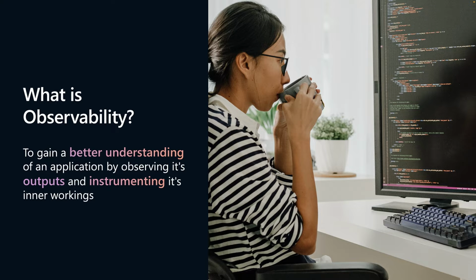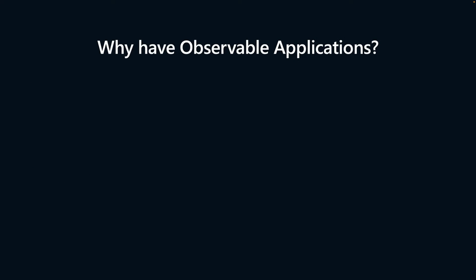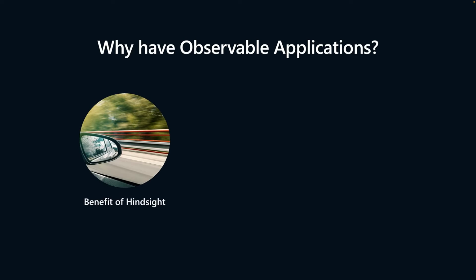This is really similar to what it's like working with customers and working with users in your application. So why would you have observable applications in the first place? One of the really strong points here is the benefit of hindsight. And in the car analogy, the mechanic can better understand what's happened with the engine, what's happened with the car by looking at recorded telemetry data in the car.